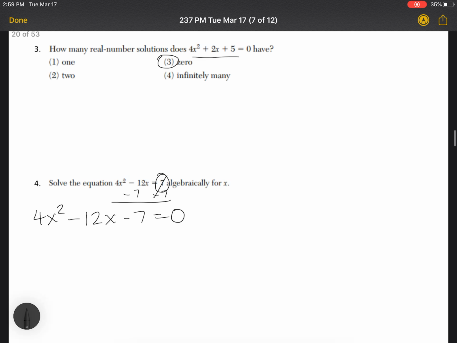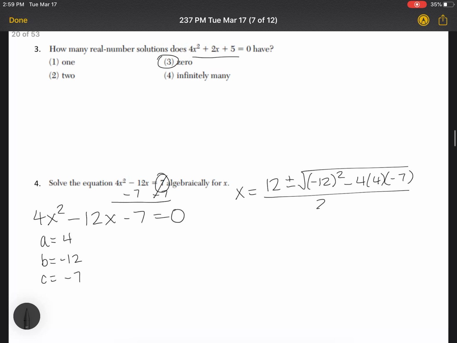Okay, now that I have it in standard form, I can list out my a, b, and c. a is 4, b is -12, c is -7. And then finally, we're just going to put that into the quadratic formula. x equals -b, so that becomes +12, plus or minus the square root of b squared minus 4 times a times c, all divided by 2 times a, which is 4.